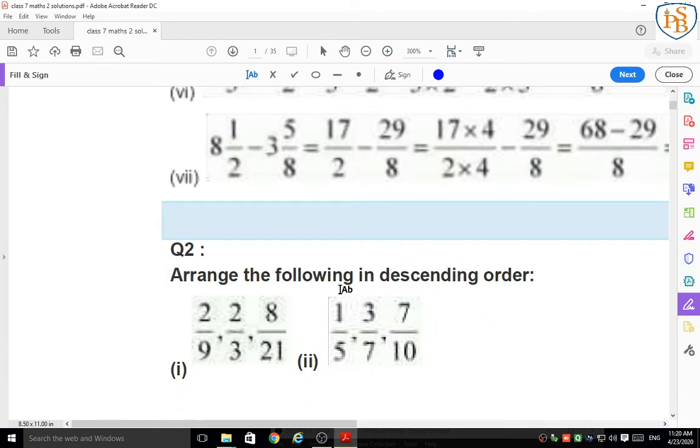Rearrange the following in descending order. The first one is 2 upon 9, 2 upon 3 and 8 upon 21, and the second example is 1 upon 5, 3 upon 7 and 7 upon 10. Listen carefully. For addition or subtraction, and to find the ascending and descending order, we always have to equalize the denominator.